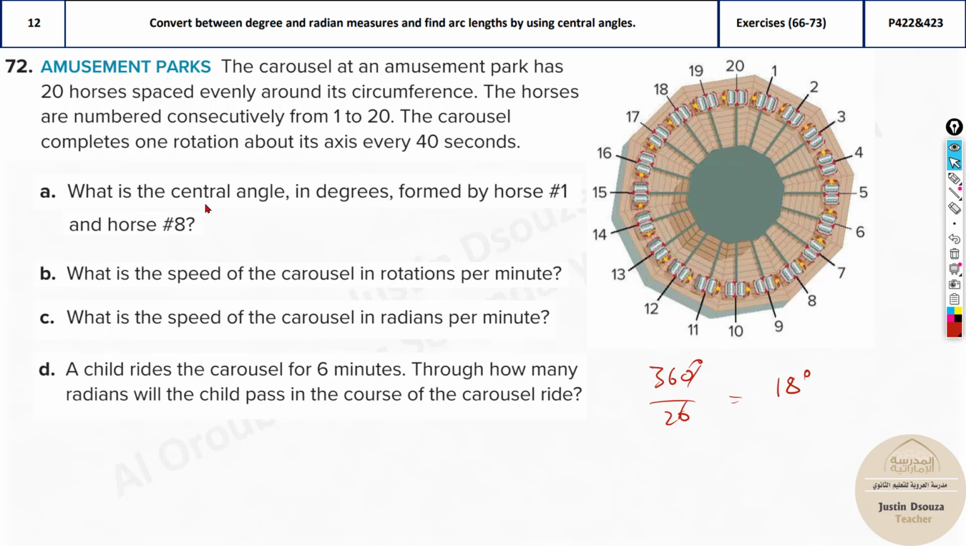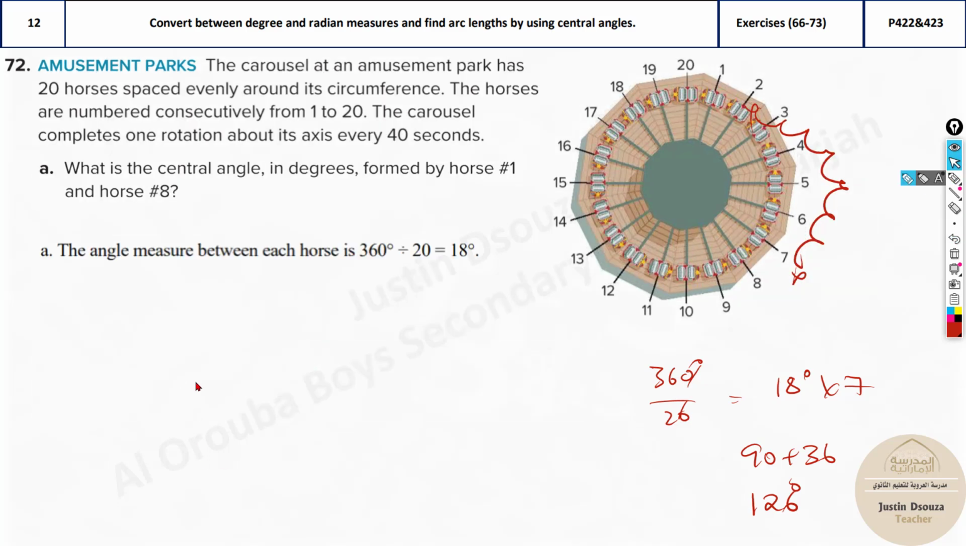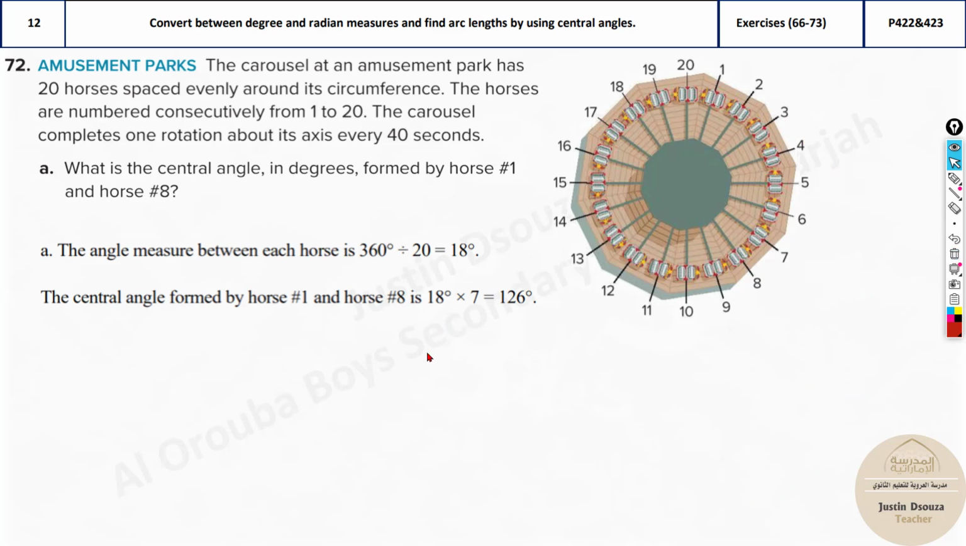Oh, sorry, no. The central angle formed from where? From 1 till 8. 18 is yes for one placement, but we don't want that. See, 1 2 3 4 5 6 7 8 means there are 7 distances, right? So multiply this by 7, you will get the answer. It will be 90 plus 36, that is 126 degrees. Let's just check answers. Over here 18 degrees and multiply, so it's 126 basically.